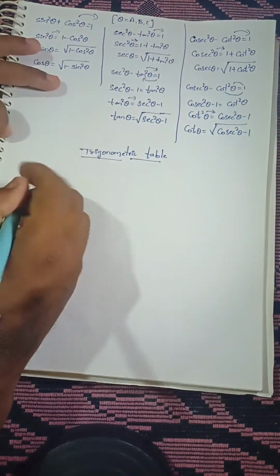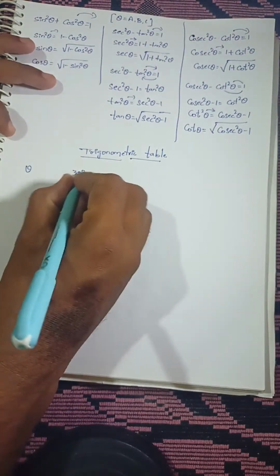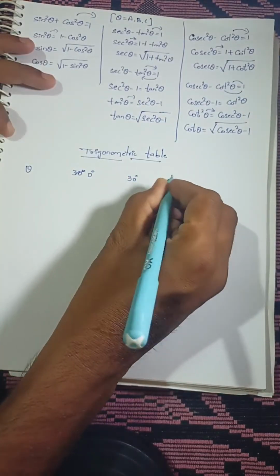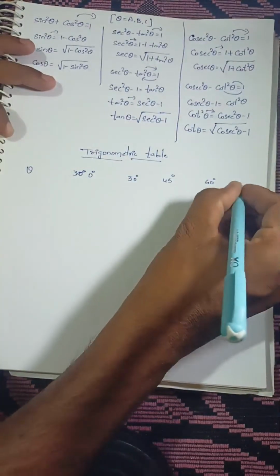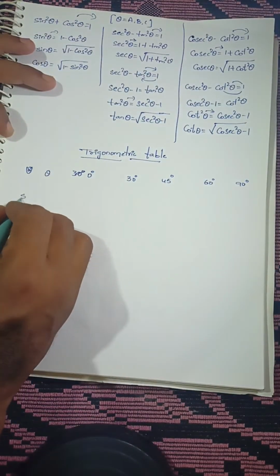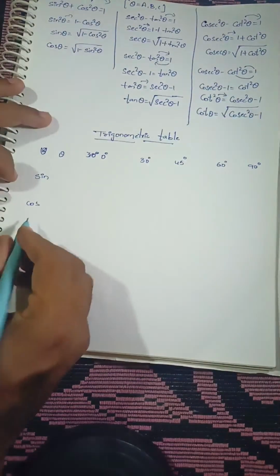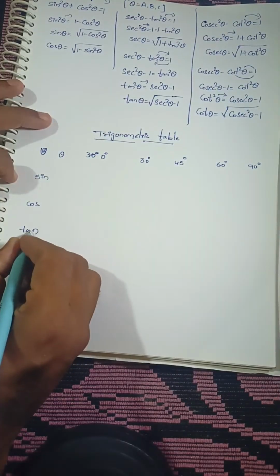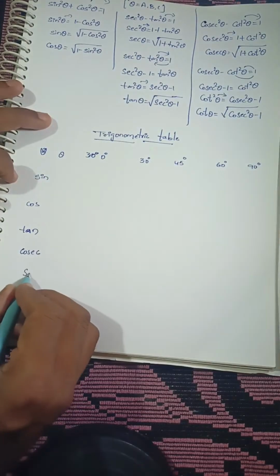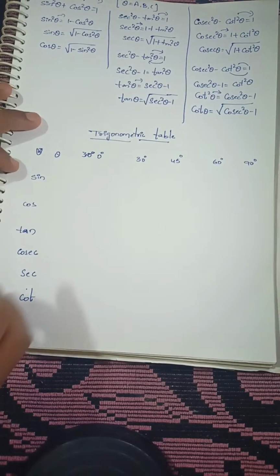Trigonometric table. So the angle theta is 0 degrees, 30 degrees, 45 degrees, 60 degrees and 90 degrees. First we are writing sine, cos, tan, then cosecant, secant and cot theta. So these are the 6, very simple.